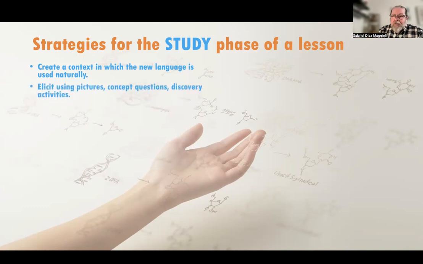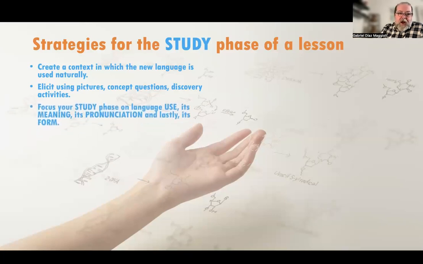You can tell an anecdote about yourself, and we're going to see other activities. Then, if you have pictures like this teacher used, you can elicit, you can use concept questions or discovery activities. You will all find these in Lessons Learned in the part called Putting It All Together. And I expect you to be able to learn from the examples there.